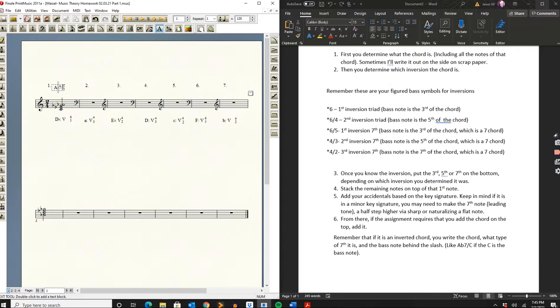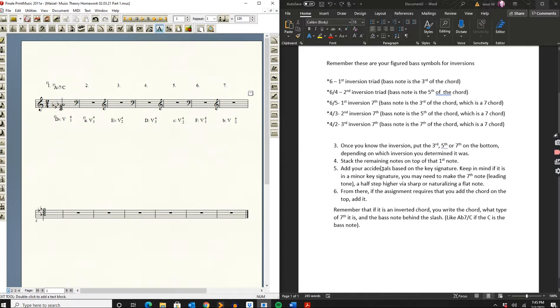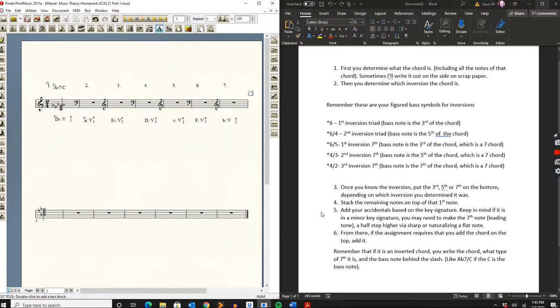And then of course you want to do slash and put whatever the bass note was at the bottom, and we can see that the bass note was a C. So we call that an A flat 7 over C. And there we go. So I'm not going to do the rest of these just because it's pretty much the same exact thing just over and over again. Just follow these exact steps and you should be good to go.